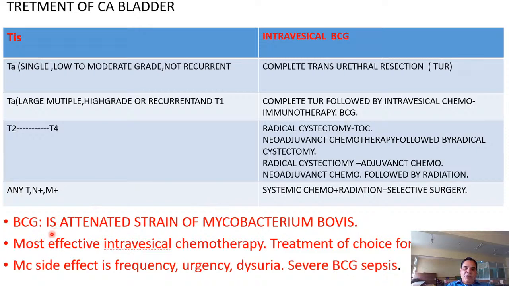So, just remember what is BCG? It is an attenuated strain of Mycobacterium bovis. It is the most effective intravesical chemotherapy, and treatment of choice for carcinoma bladder. Side effects are frequency, urgency, dysuria. In some rare cases, BCG sepsis. This graph you remember, you are the master of the treatment of carcinoma bladder.